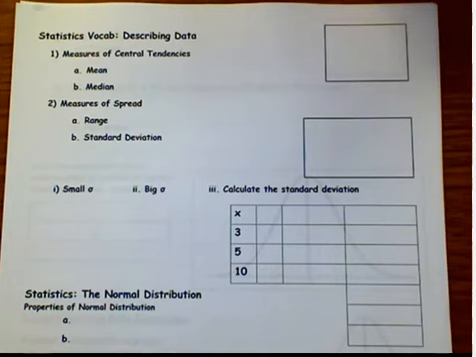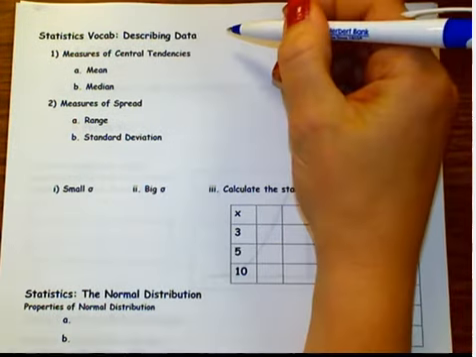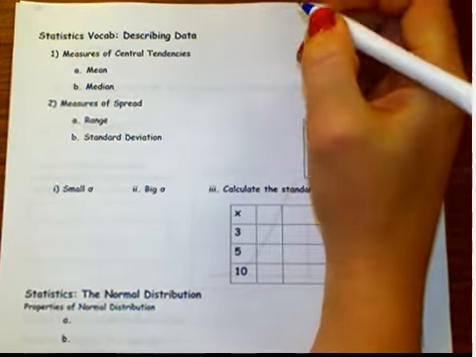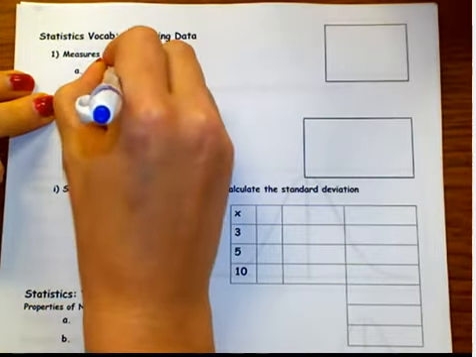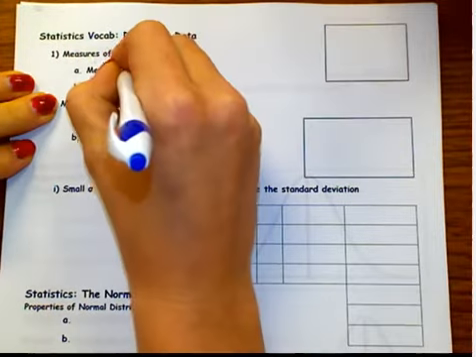All right, we're going to go ahead and look at some statistics information, and we're going to do a couple different sections. First, let's look at describing data. We have measures of central tendency, which would be mean and median. So the mean is typically described as the average.